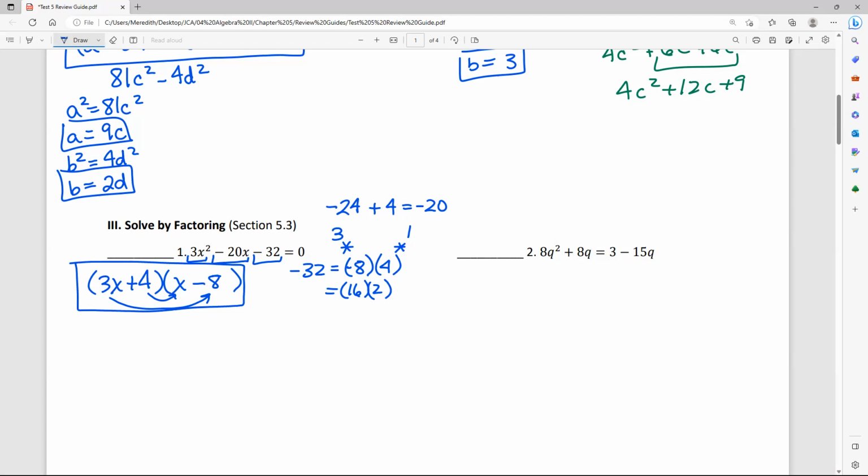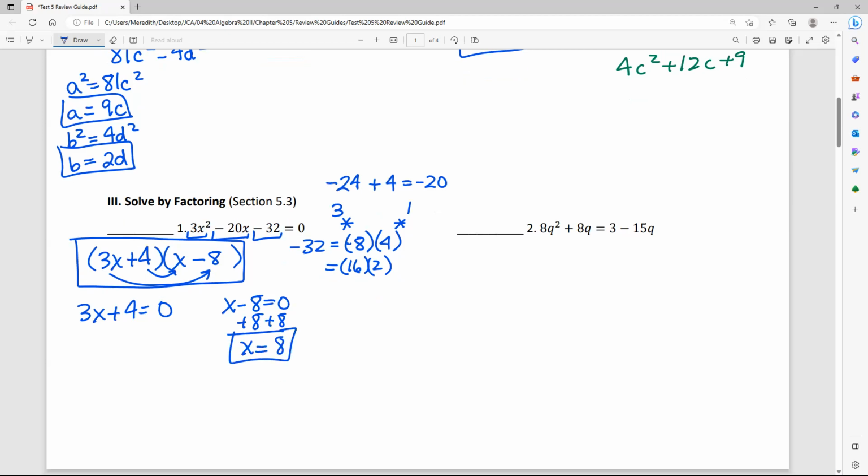So you take your first binomial, 3x plus 4, and set it equal to 0. And then you have x minus 8 equals 0. This is our easiest one, so I'm going to add 8 to both sides, and I know that x equals 8. That's one solution. For the next one, I subtract the 4 from both sides. 3x equals negative 4. Divide by 3. x equals negative 4/3. And that's our answer. Always 2, mostly 2. There's one for each binomial.